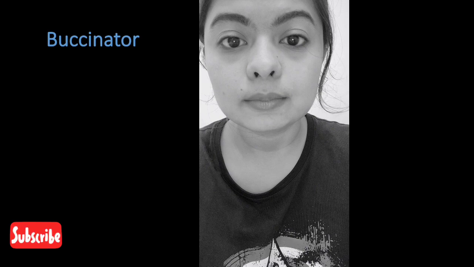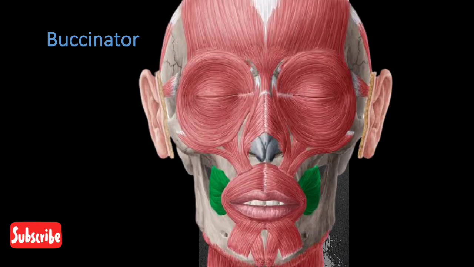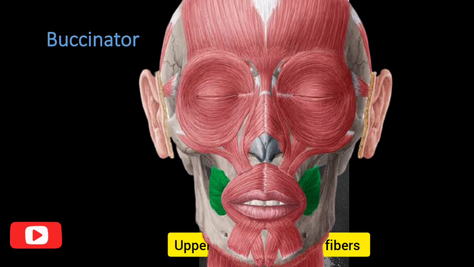Origin and insertion of buccinator is very important. Buccinator has three different fibers. Upper fibers originate from the maxilla opposite the molar teeth, and the insertion of the upper fibers is straight to the upper lip. Lower fibers of buccinator originate from the mandible opposite the molar teeth, and the lower fibers get inserted into the lower lip.